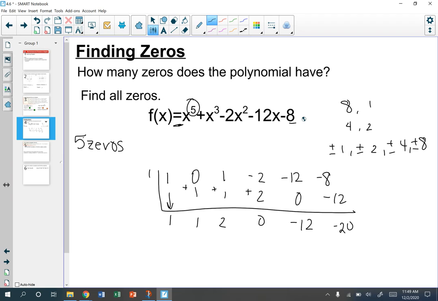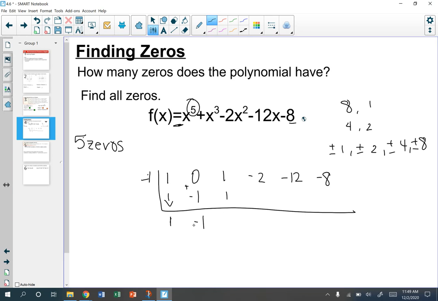In order for it to be a 0, our remainder needs to be 0. So we're going to go ahead now. I'm going to just try negative 1. I just go down the list. Negative 1. Again, my 1 just goes down. 1 times negative 1 is negative 1. When I add those, now I have negative 1 times negative 1 gives me positive 1.